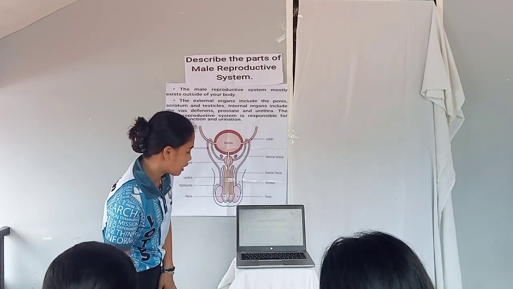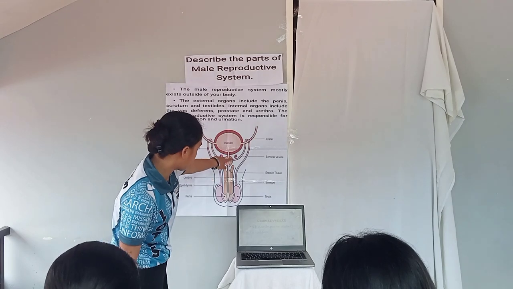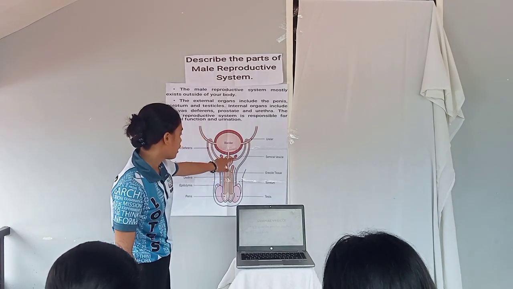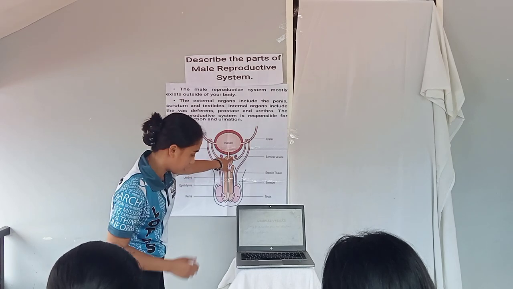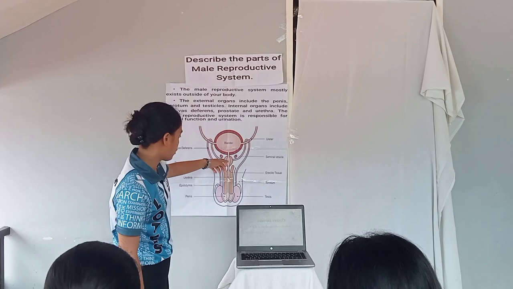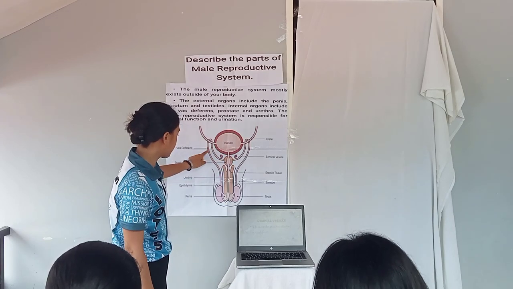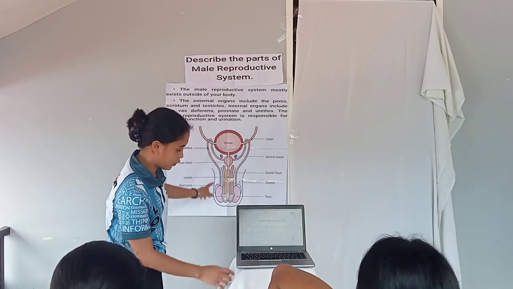Next part is the seminal vesicle. When we say seminal vesicle, it is like a small cell found near the bladder. It is a sac-like pouch attached to the vas deferens. So it is attached to the tube near the vas deferens.